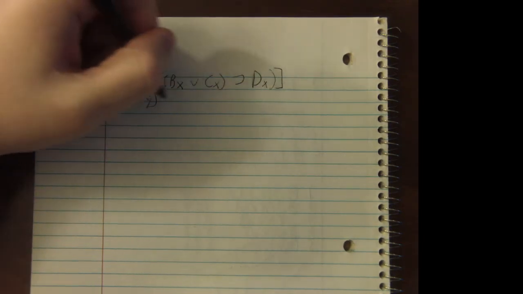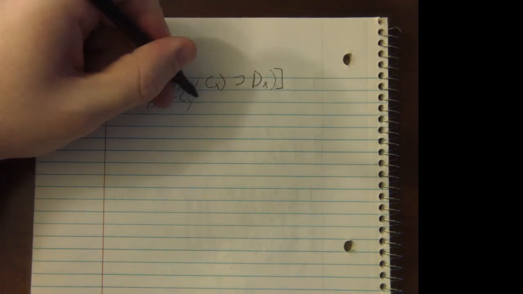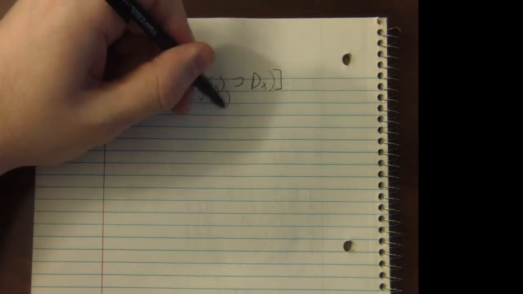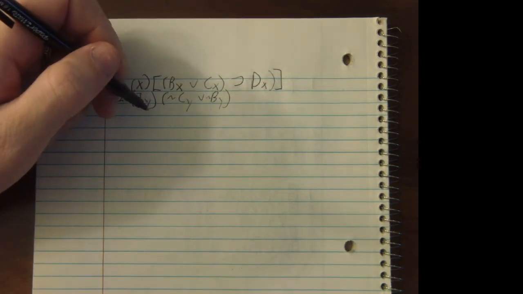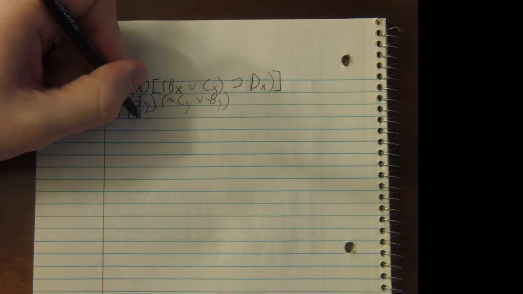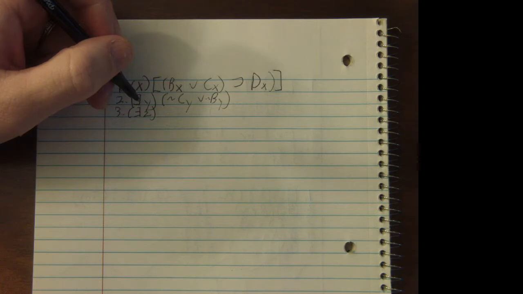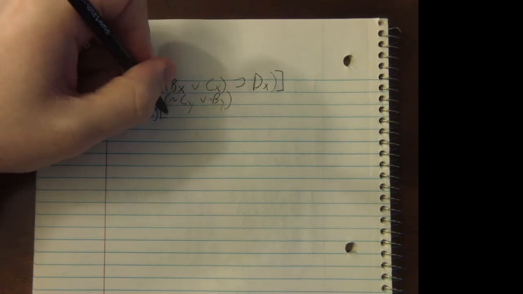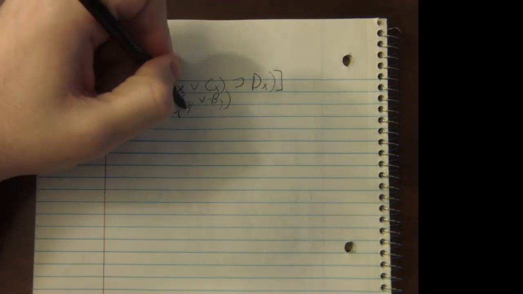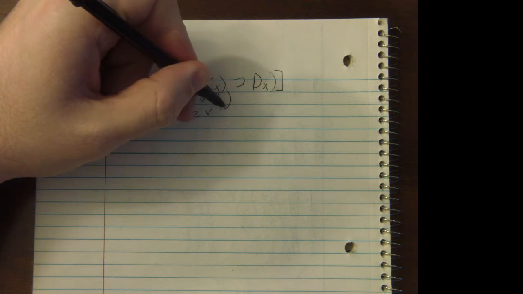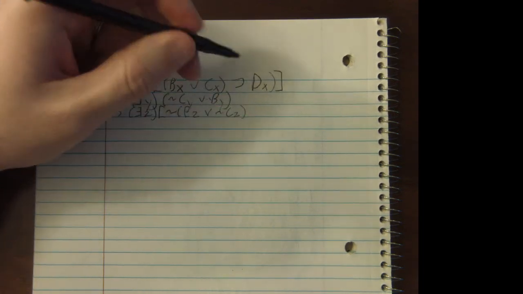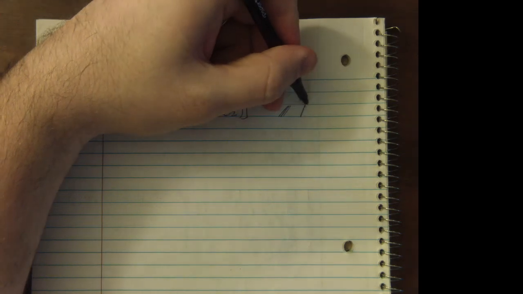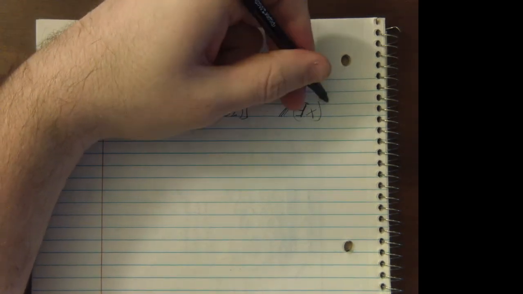Premise 2, there exists a y such that y does not have property C, or y does not have property B. Lastly, there exists a z such that it is the case that neither z has property E nor z does not have property C. From all of that, it follows that there must be a D. There exists an x such that it has property D.